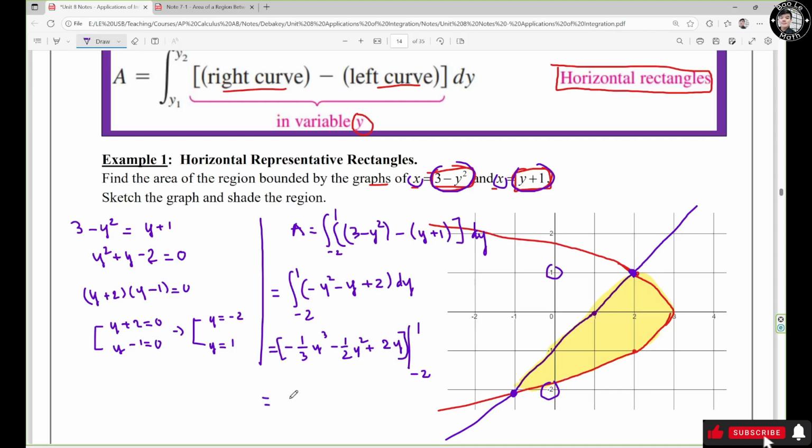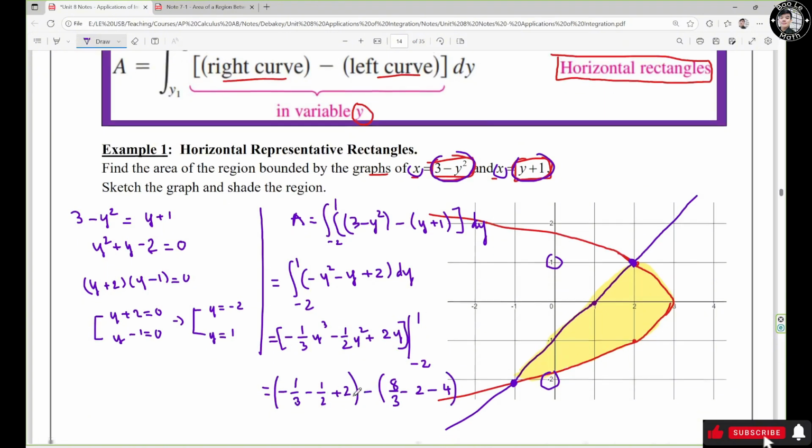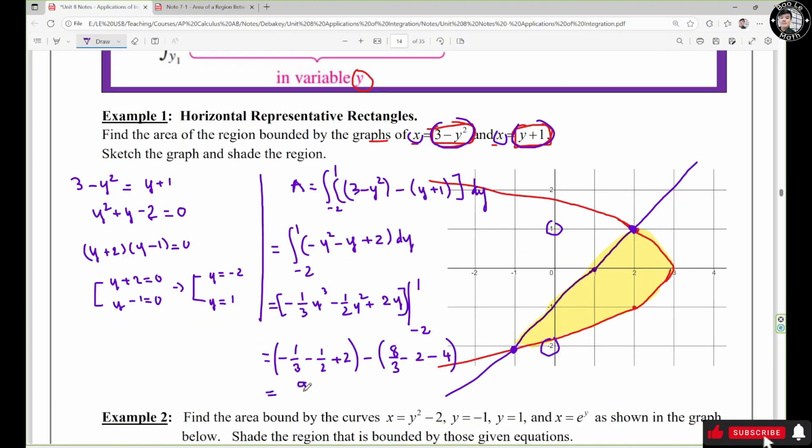Substitute 1 over here, so it's going to be -1/3 minus 1/2 plus 2. Subtract, substituting -2 over here: y cubed is -8 times -1/3, which is positive 8 over 3. Then -2 squared is 4, so minus 1/2 times 4 gives minus 2, and then -4 because 2 times -2. Now if you simplify, the answer must be 9 over 2.